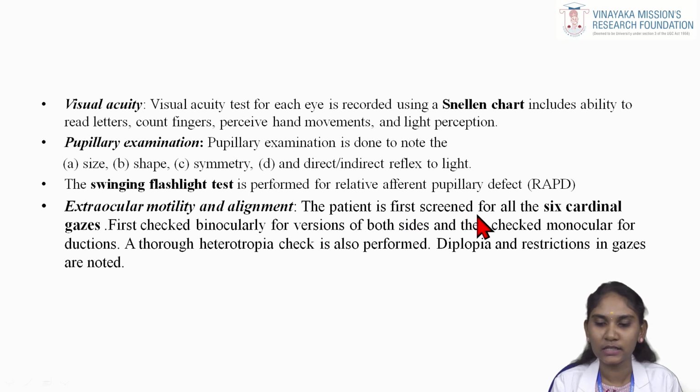Here, the patient is first screened for all the 6 cardinal gazes, that is moving up, right and left, moving down, right and left. That is the 6 cardinal gazes. First checked binocularly for versions of both the sides and then checked monocularly for the ductions. A thorough heterotropia check is also performed. Diplopia and restriction in gazes are noted here.